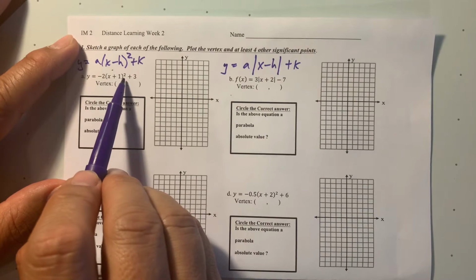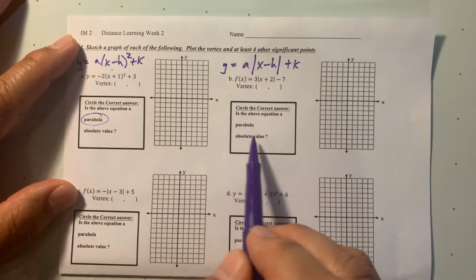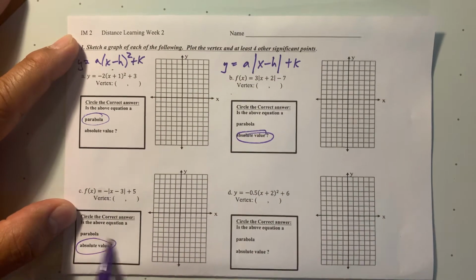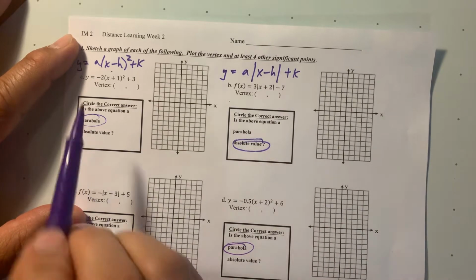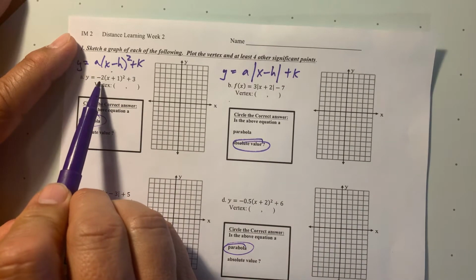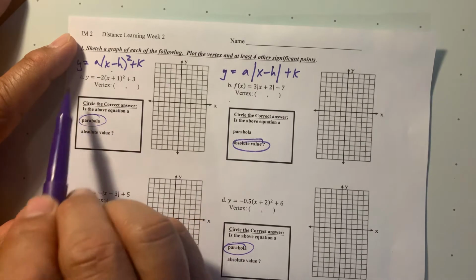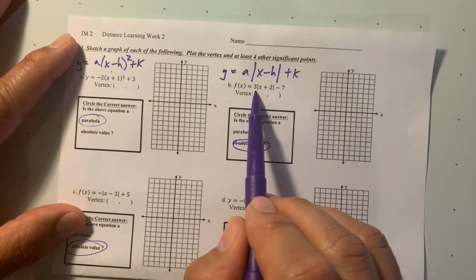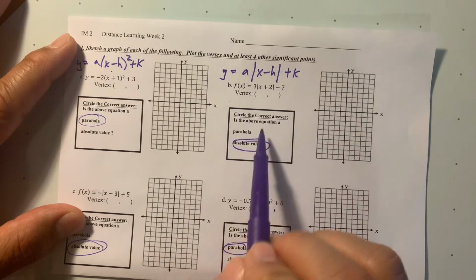Since that one's got a squared term, we know it's a parabola. This one's got absolute value, so it's an absolute value. This one's also got absolute value signs, and here we've got a square term, so it's a parabola. That a value, the term in the front, is called the stretch factor. If it's negative, that means it's going to open down, and a parabola is U-shaped. Over here, our stretch factor is 3, so it's positive. Because it's absolute value, it's going to be V-shaped, and it's going to open upward.